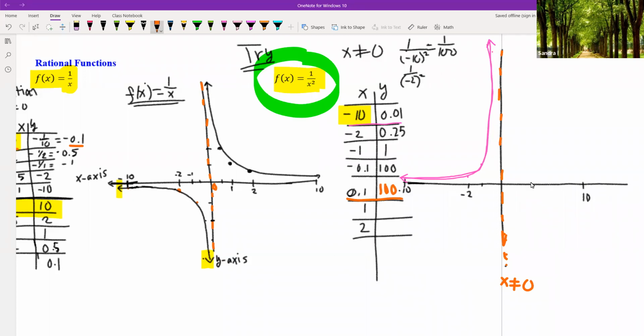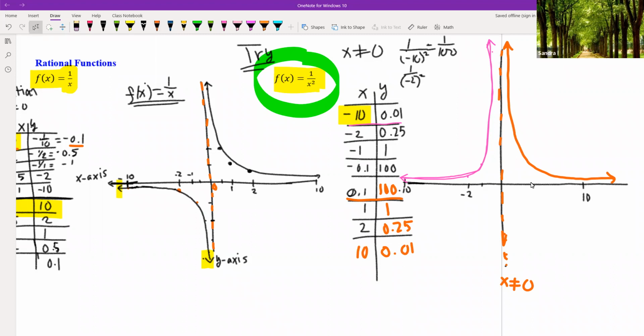Okay, a 0.1, it's going to be 100. A 1, it's going to be 1. And a 2, it's going to be 0.25. And then at 10, it's going to be 0.01. These values are going to repeat. So now we're going to get it in this other direction here. Okay, this is the graph for 1 over x squared.